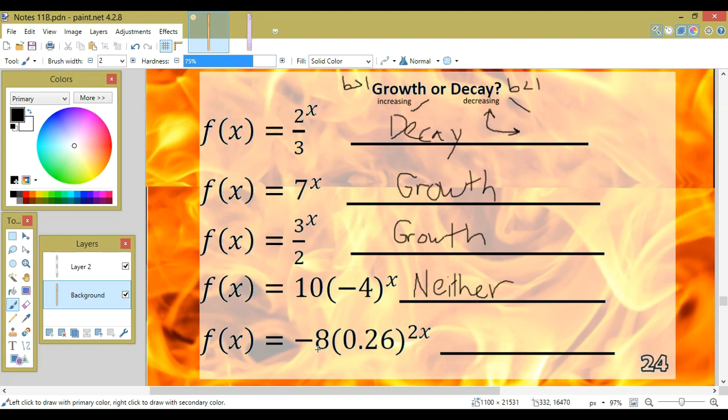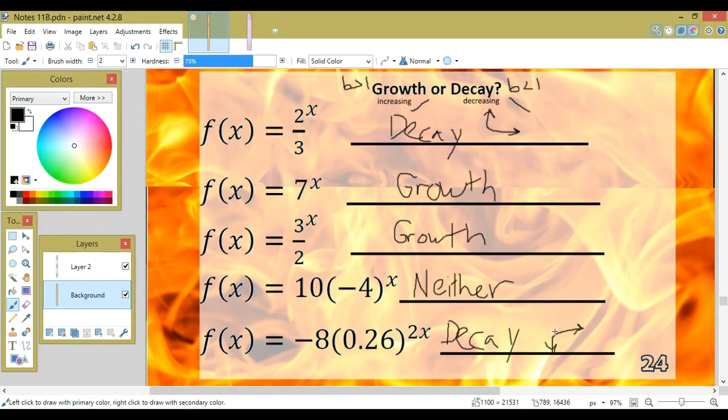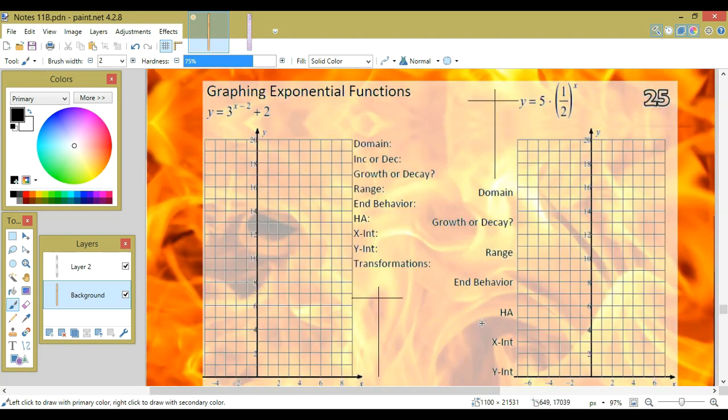And then we have negative 8 times 0.26 to the 2x power. Now, this one is a decay. Now, if you graph it, it's technically increasing, but the amount that it's increasing by is getting smaller and smaller.